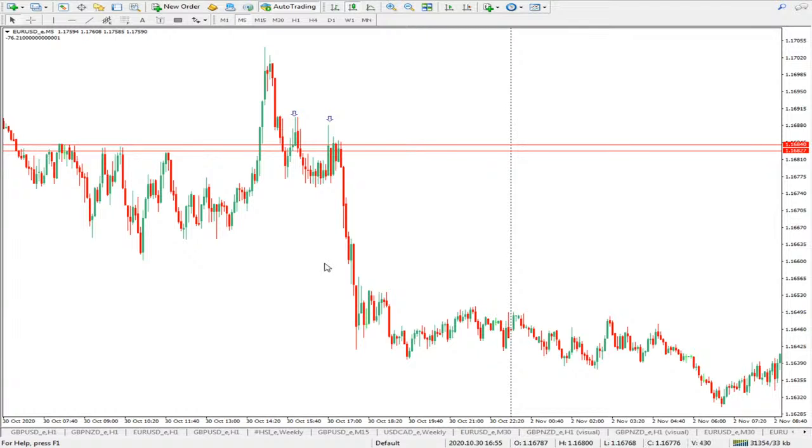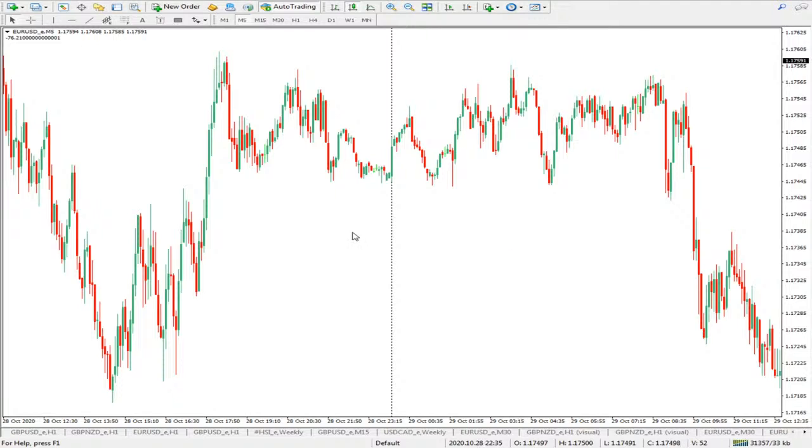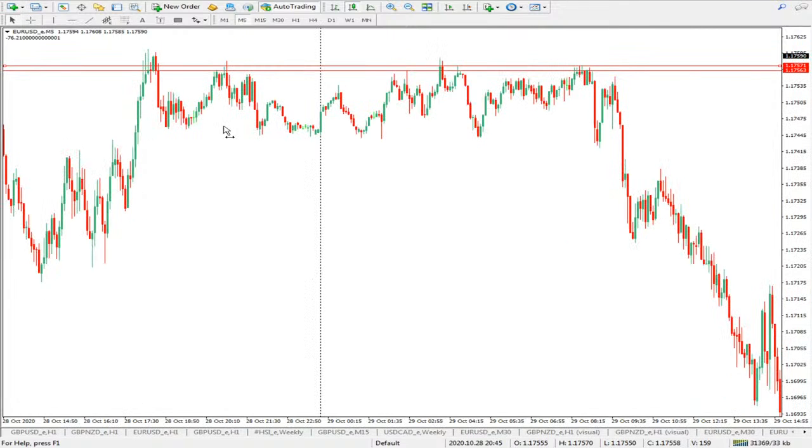Does this make sense? So we look at the next chart, the next example. We have a resistance level here. So far with this resistance level, we don't have any breakout except at this point here. The price came back. So I was looking at it like this: I wanted the price to false break within this level.